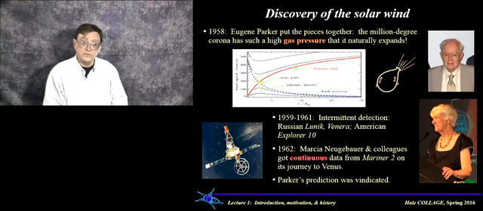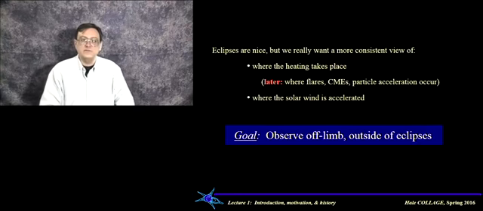And really confirmed, discovered the solar wind and vindicated Parker's predictions, which were controversial in some circles. Okay, so where does that leave us, right? We have these eclipses where we can observe the properties of the million-degree corona and some aspects of the solar wind, but we really want to do better.